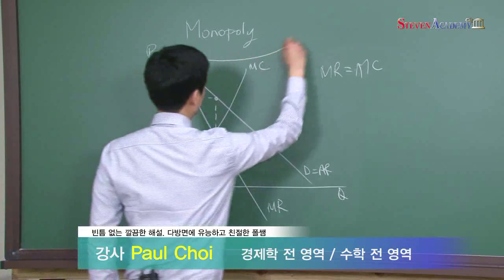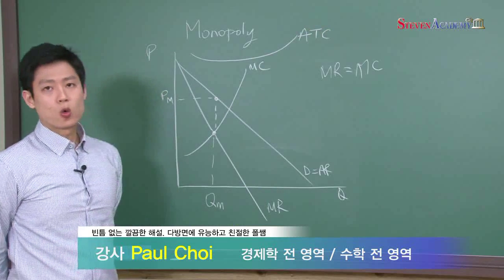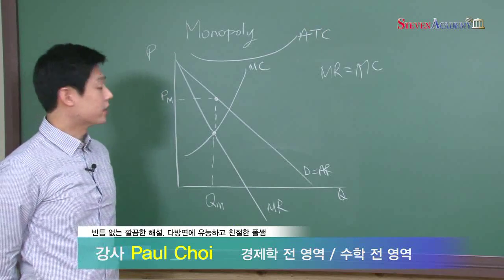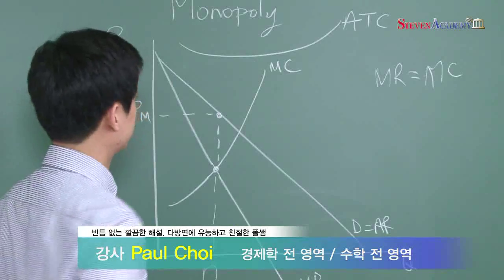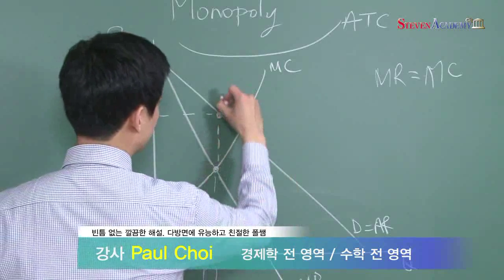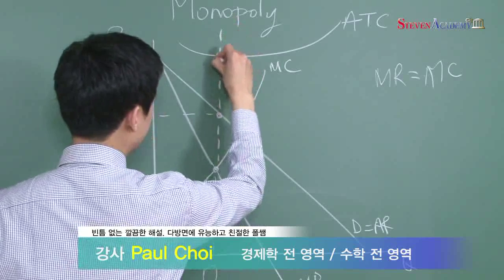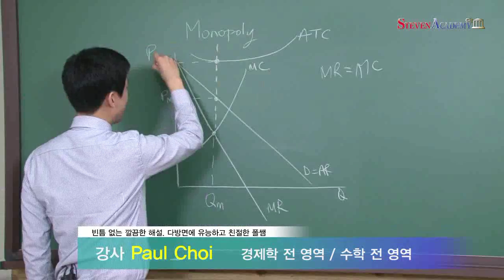In this case, I will draw the ATC up here, which means that the total costs are very high, meaning that this monopoly will be making losses. From the quantity monopolist, draw a vertical line straight up until you hit your ATC curve, and from that intersection point, you will find your average total cost.